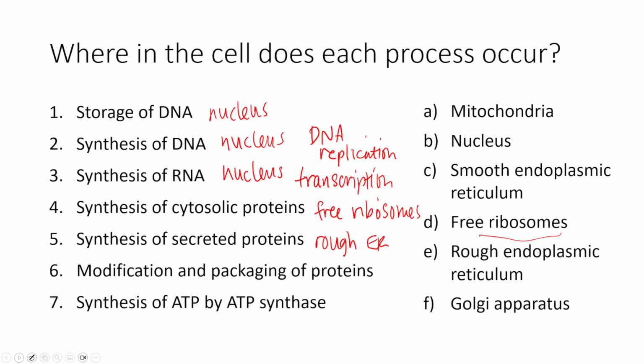All right, so number 6, modification and packaging of proteins. Yeah, the Golgi, excellent. So for proteins that are going to get secreted or for whatever reason need extra pieces added onto them after they're made in the ER, they get sent to the Golgi. The Golgi does further modification and tells them where they're going to go. All right, so last we have number 7, the synthesis of ATP by ATP synthase. Where does that happen? Yeah, mitochondria, great.